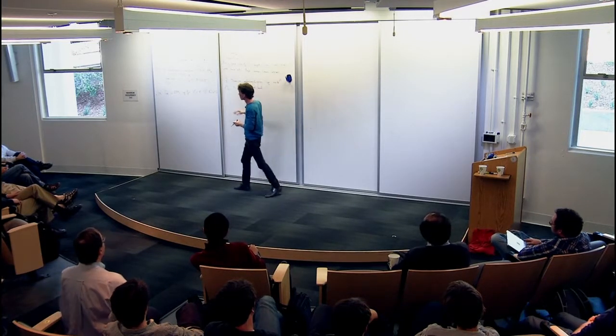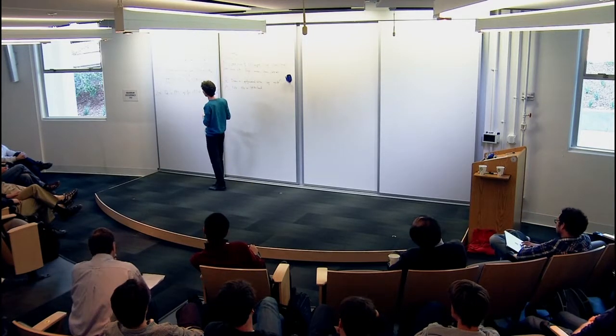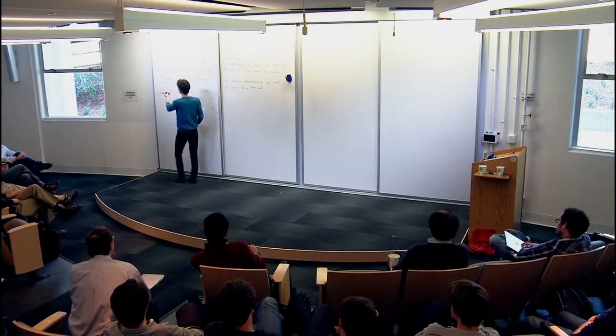So we need a little more structure. The one natural structure I'm going to impose is that this Hamiltonian has a gap. So there's a unique ground state.